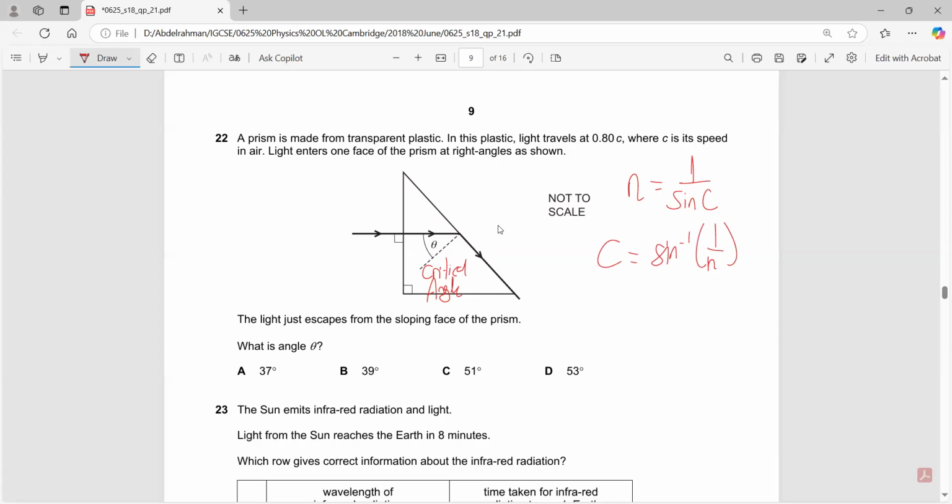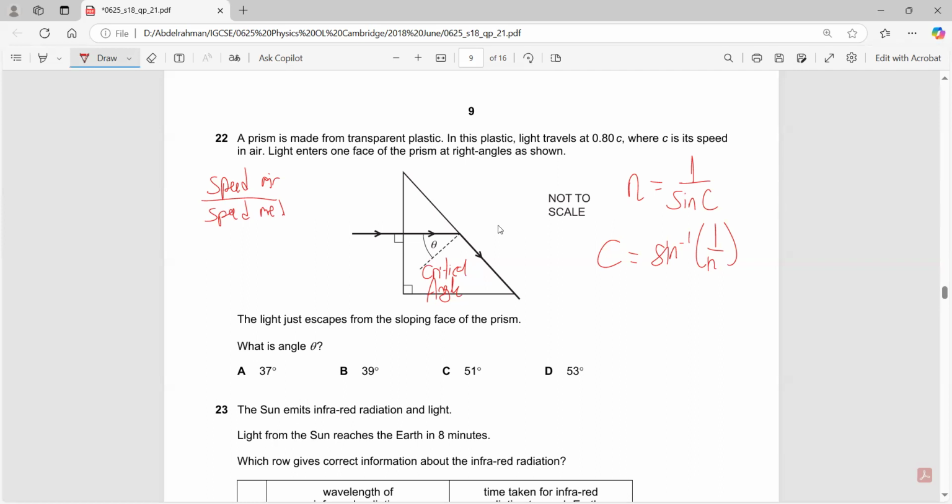To calculate the refractive index, what do we say? It's the speed of light in air over the speed of light in the medium. We do not have the speed of light in the medium. We do memorize the speed of light in air, which is 3 times 10 to the power of 8. Do we have the speed of light in the medium?